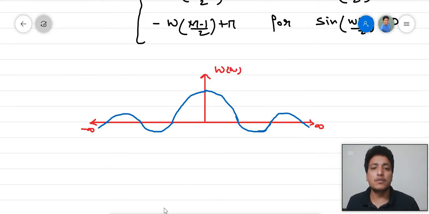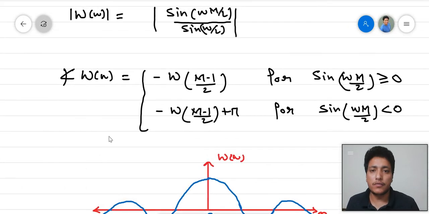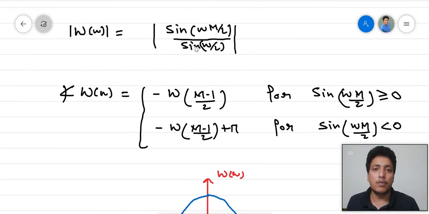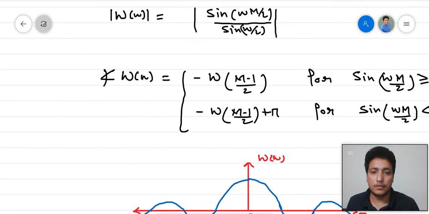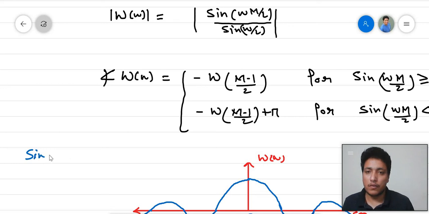The frequency response will look like this. From 0, it starts from 0 and goes up to infinity. One can find out the magnitude of the response, which is sin(ωM/2) over sin(ω/2), and its zero values can be obtained when sin(ωM/2) over sin(ω/2) will be equal to 0.